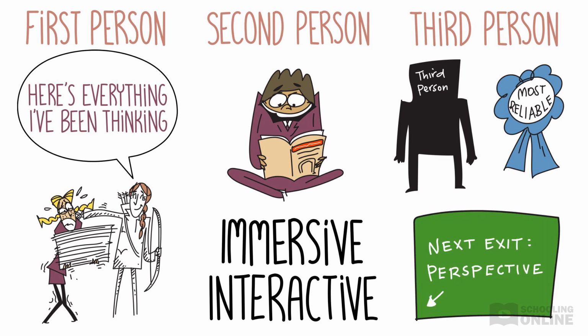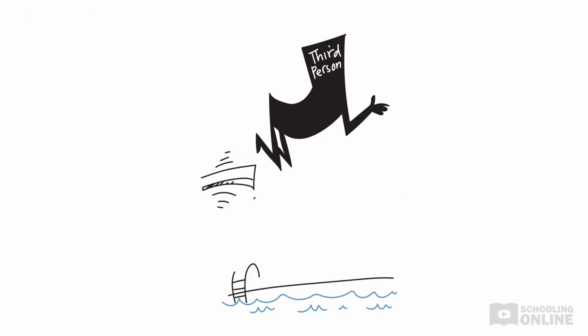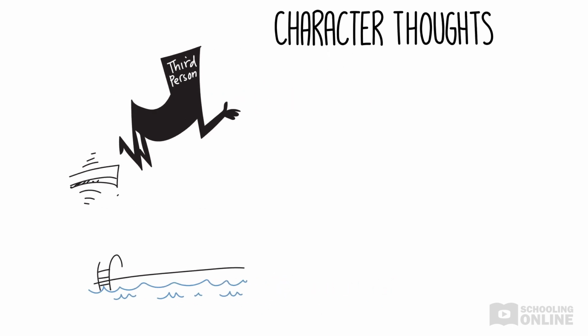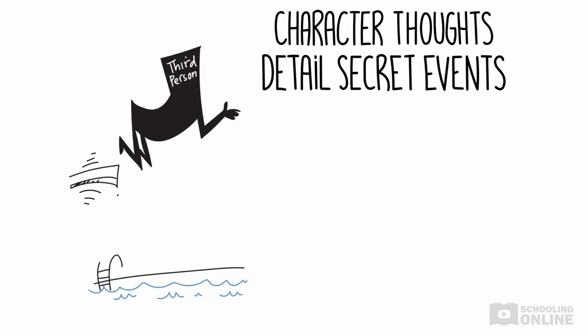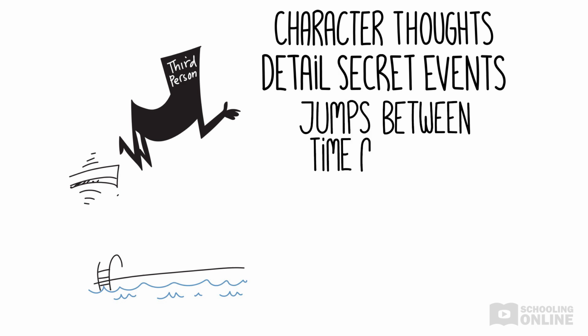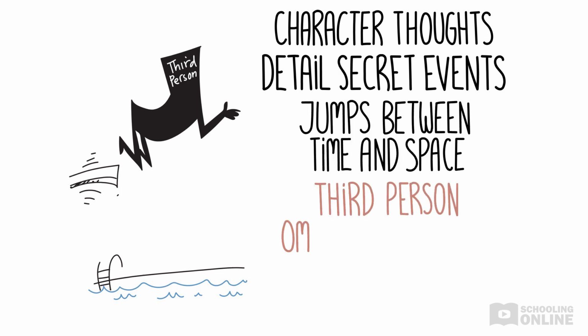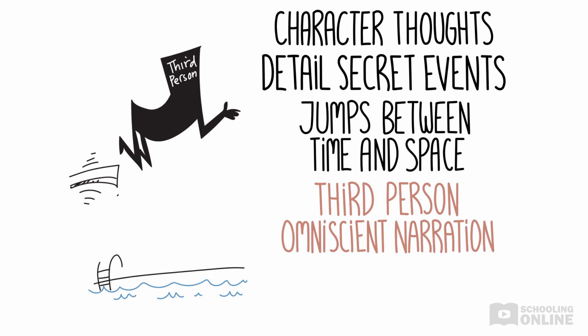But let's now move away from just the three basic persons and instead take a deeper look into the concept of perspective. Sometimes third-person narrators will dive into characters' thoughts, detail secret events that a third party couldn't possibly have seen, or will even jump between different spaces and times. We call this form of narration third-person omniscient narration, which comes from the Latin words meaning all-knowing.